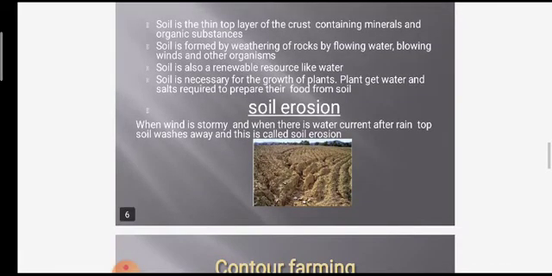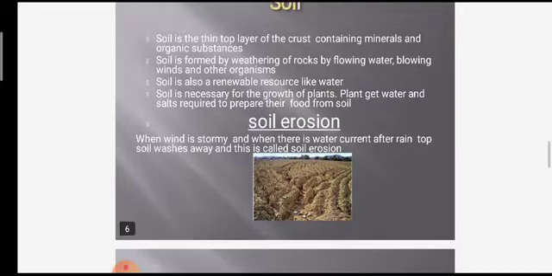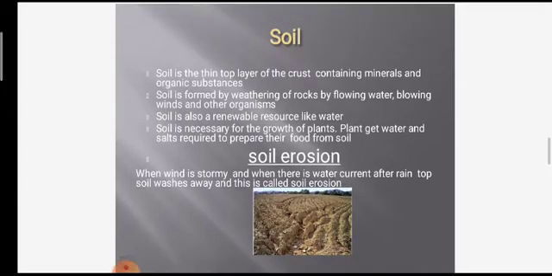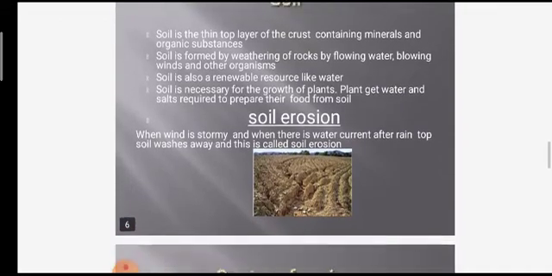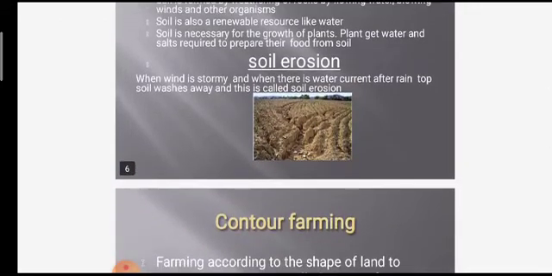Soil is necessary for growing plants, right? We grow plants in the soil. Plants get water and salts required to prepare their food from the soil. Where do plants get water from? From the soil. So soil is one of the renewable resources.